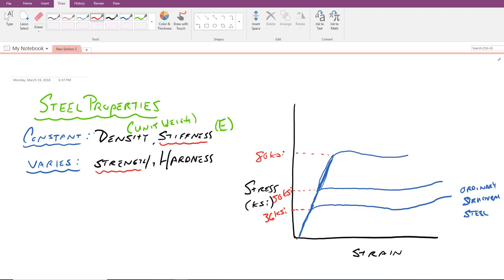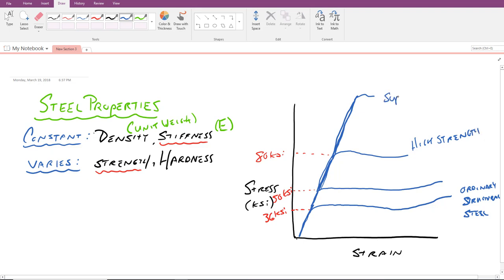And then steel can actually even go stronger than that. I'm not going to keep this to scale right through here, but we get up into what we call the super strength steels. So this would be high strength.